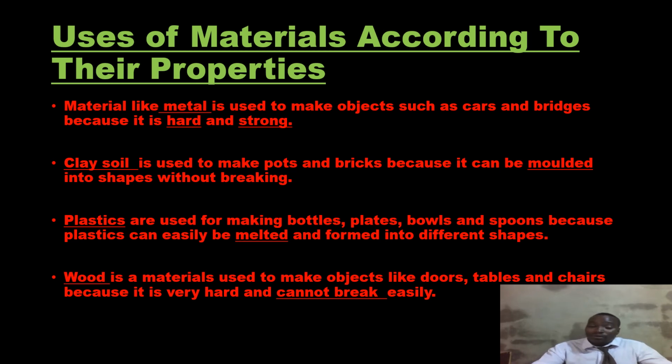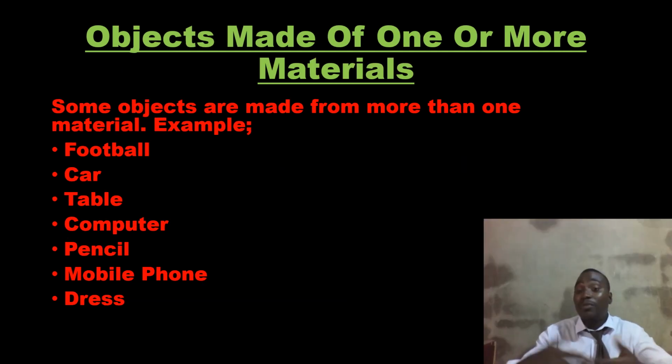So let's take note. What we are trying to drive at is that materials are used in making different or various objects based on their properties or their characteristics. Now, some objects can also be made from one or more materials. So we are going to look at examples of some of these objects.